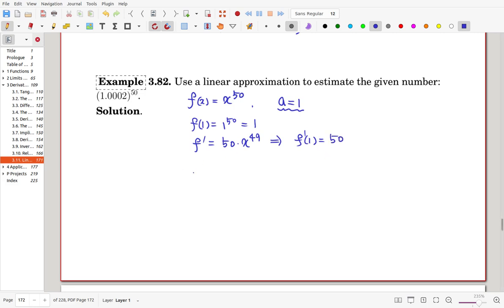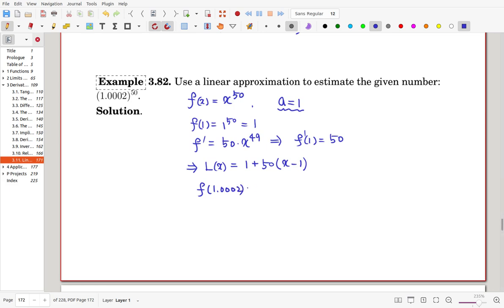Okay. So now the linearization, the linear approximation, is f of 1, which is 1, plus the slope, which is 50, times x minus a, x minus 1. That is the linearization.